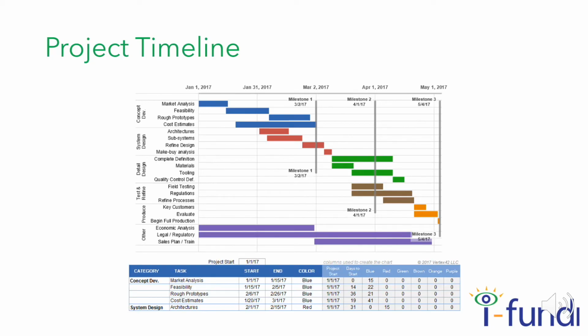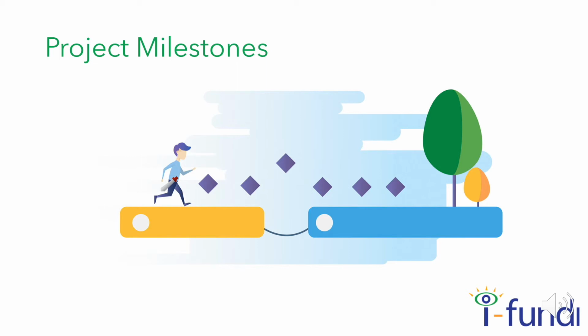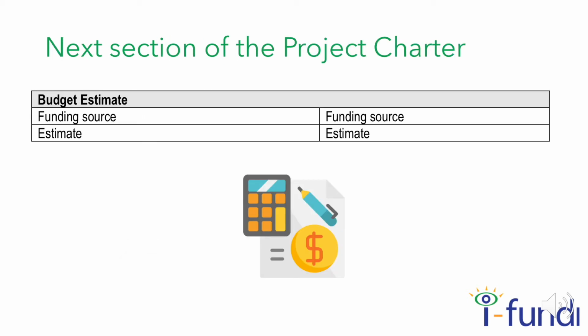The project timeline is a line that shows the chronological sequence of the events of the project. Milestones are major points in a project when a phase is completed. Milestones are marked on the timeline and are used for monitoring progress on the project. The next section of the project charter is the budget estimates. Again, we will have a session on budgets, so we'll not spend time on this now.